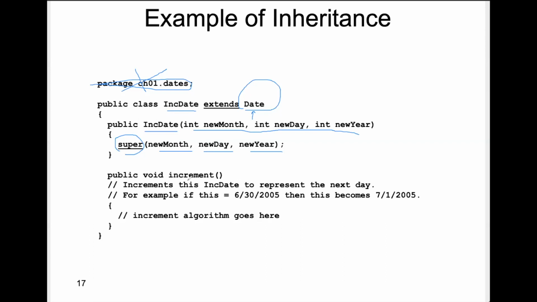So in addition to the list of methods in your generic parent class, you also have your own custom methods that are available only with the increment date. So this increment increments the date that you just received by 1 day. So if the argument you pass in is 6/30/2005, this adds one more day that takes you to 7/1/2005. So this is the implementation algorithm, which is not shown here. We're just showing the high level. So let's move on to the next slide.